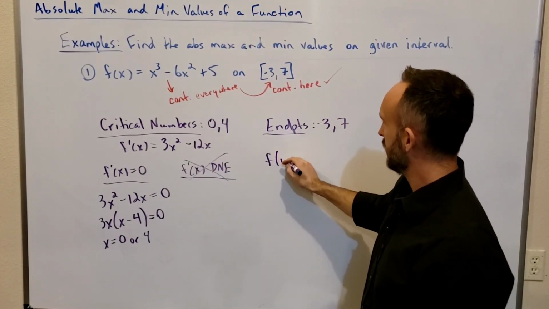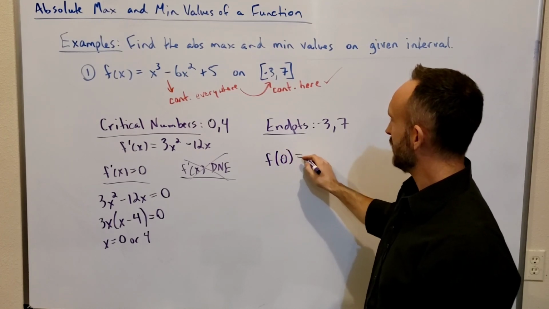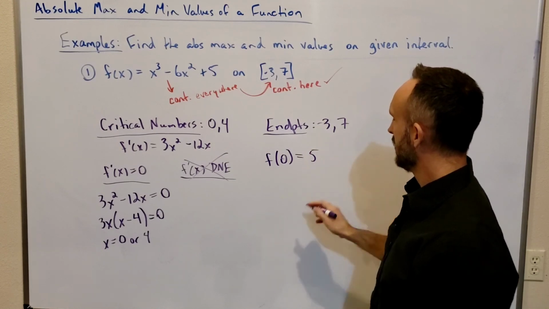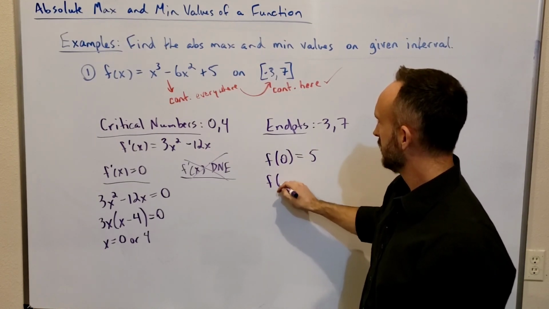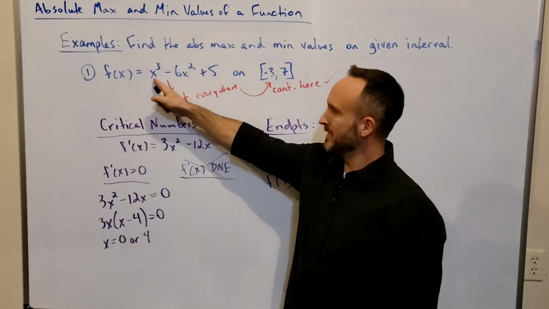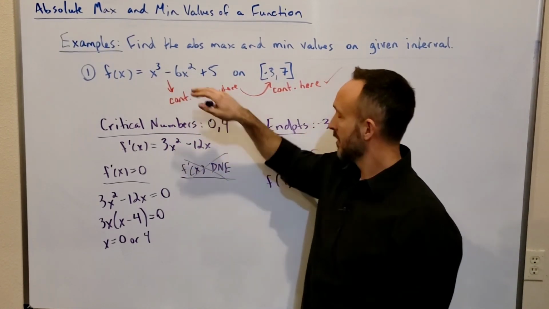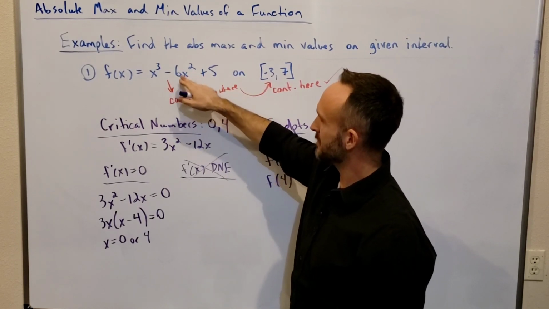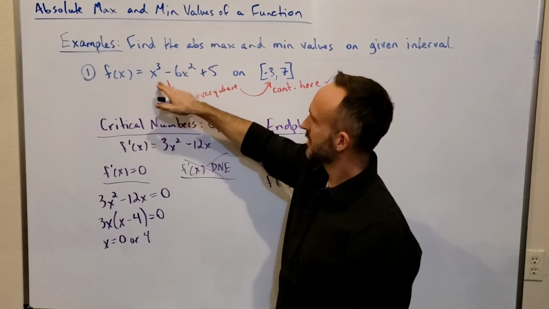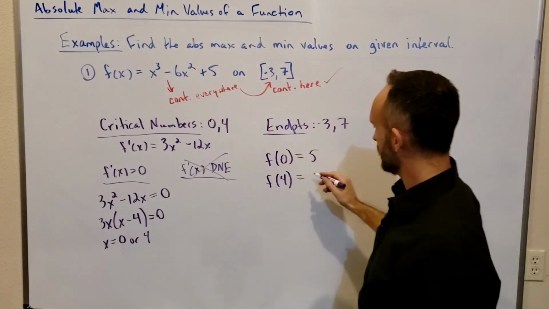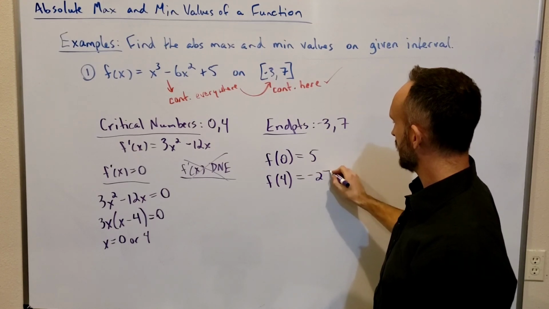So let's look at f of 0. F of 0 is easy. You just get 0 plus 5. Let's look at f of 4. 4 cubed is 64. 4 squared is 16. So 6 times 16 is 96. 64 minus 96 is -32, plus 5 is -27. Okay?